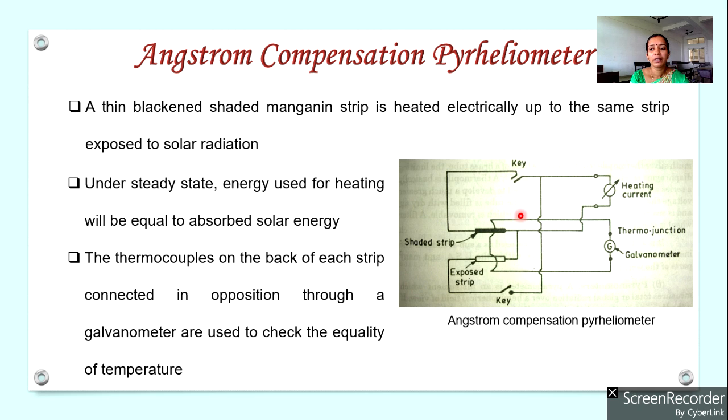And we can heat this particular shaded strip by passing heating current through it. So what we will do is, we will supply heating current to this shaded strip until this galvanometer shows null deflection. So we know this galvanometer shows null deflection when there is no current through this junction, through this part. That means voltage across this junction is 0.